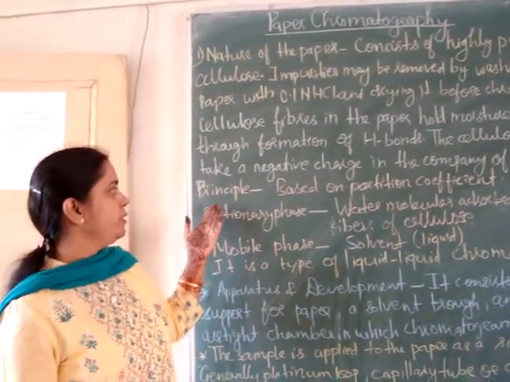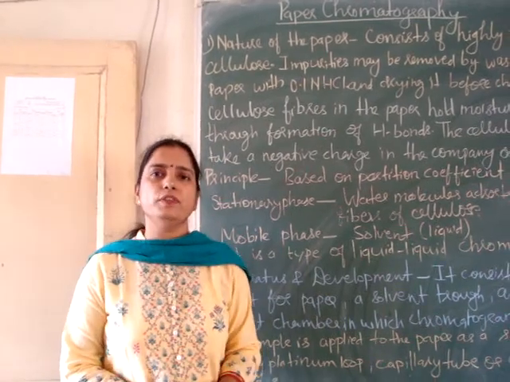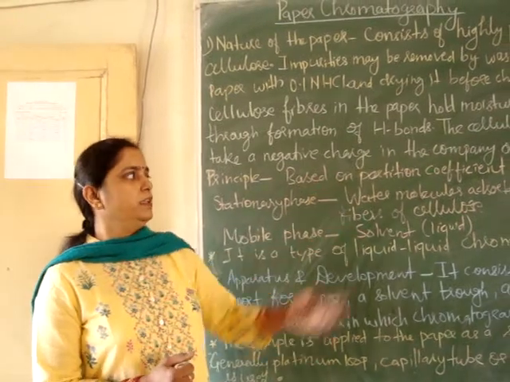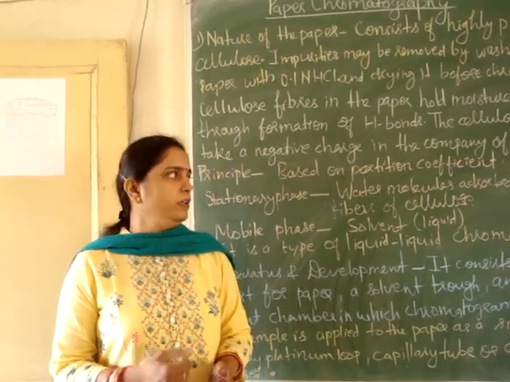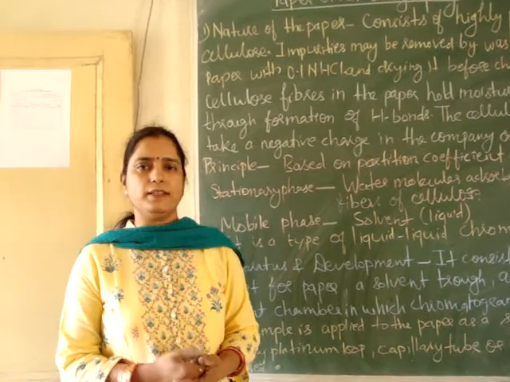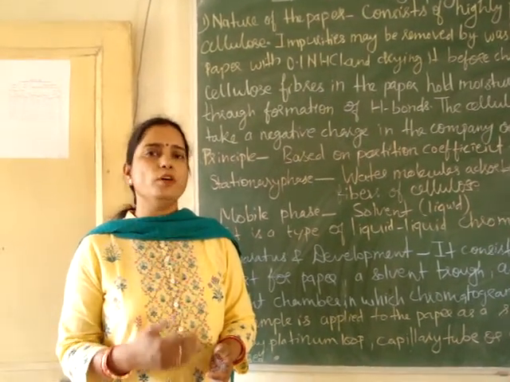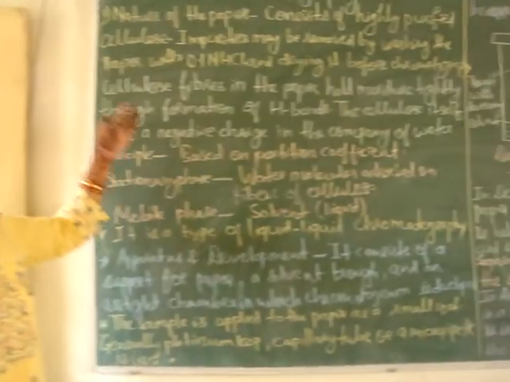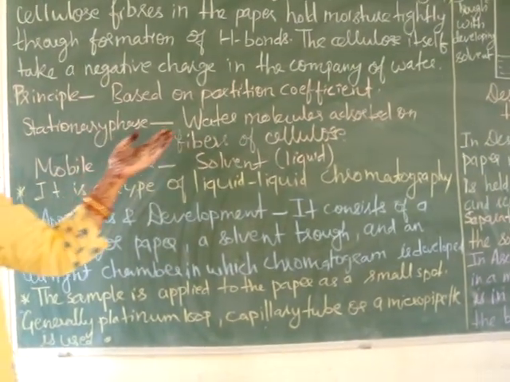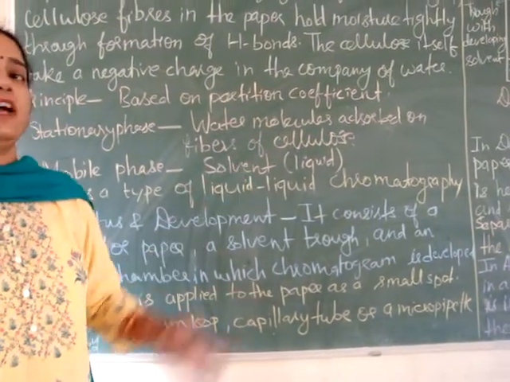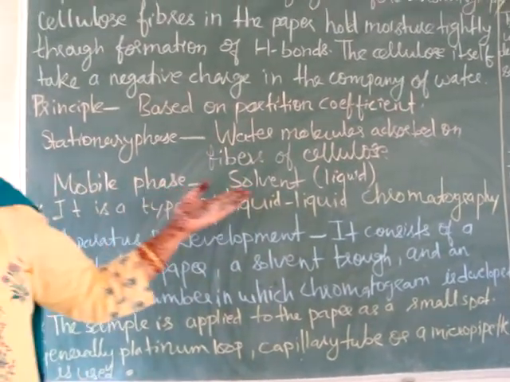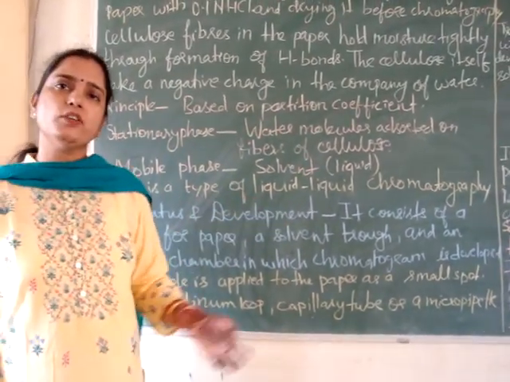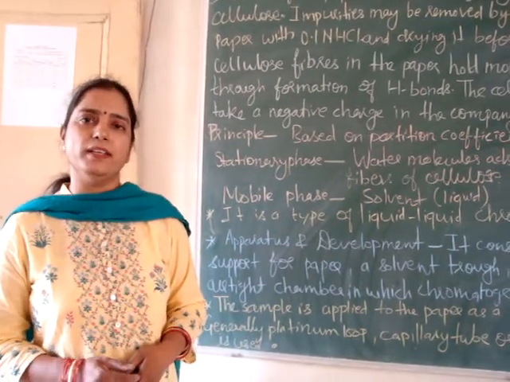Now, the principle of paper chromatography is based on partition coefficient, as we have already discussed in the general principle of chromatography, in which solute or components distribute themselves between two phases, that is, stationary and mobile phase, and based on their distribution or partition coefficient, components are separated. Okay, so in paper chromatography, the stationary phase is water molecules which are adsorbed on the fibers of cellulose, and the mobile phase is solvent. So this paper chromatography is a type of liquid chromatography because both the phases are liquid in nature.